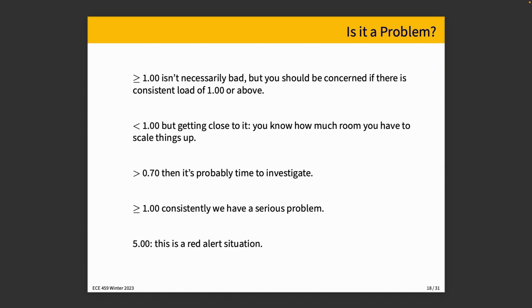So being at or above 1.0 isn't necessarily bad. As far as we're concerned, sometimes, things happen. There's a big pileup of things to do right now, so we end up with a bit of a backlog. As long as it's temporary and it resolves itself relatively quickly, then there's kind of no issue there, right? We shouldn't worry too much about a temporary, transient problem. If we're below 1, but we're getting close to it, then we know how much room or how little room we have to scale up.